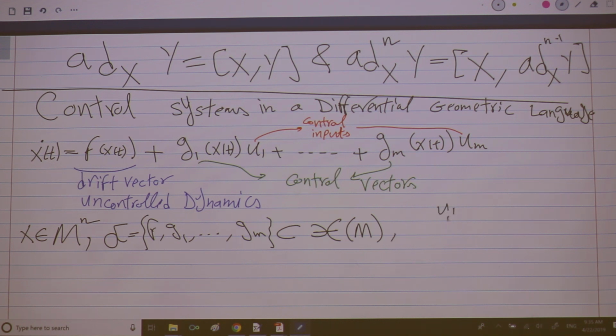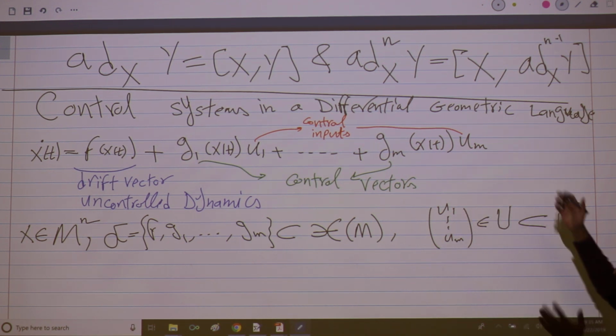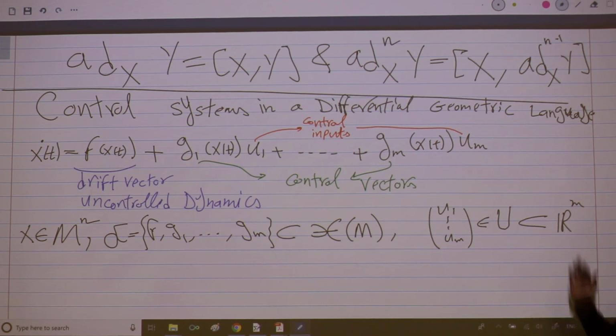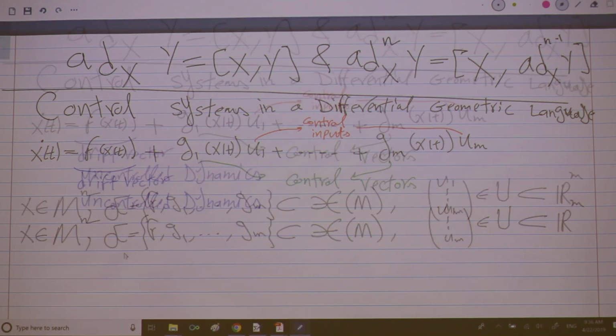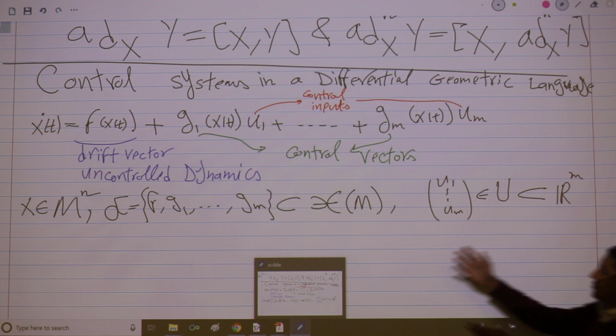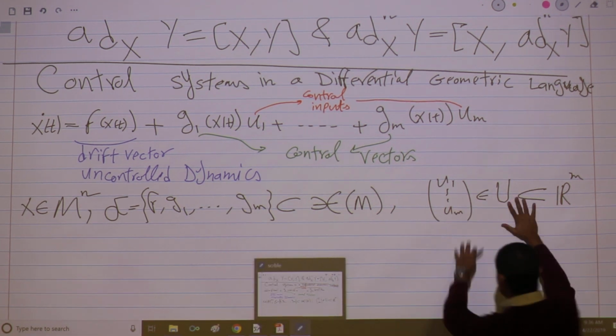Our controls, U1 up to UM, these are reals, but sometimes they are constrained. They don't live in the entire m-dimensional Euclidean space. So typically they live in some control set, which is a subset of the Euclidean space R^m. Because you have bounds in your control, typically, right? So U1 cannot exceed some value, and so on. So sometimes it's called a constrained subset of m-dimensional space. So if you see here, this is where our X lives, our dynamics, our control set.